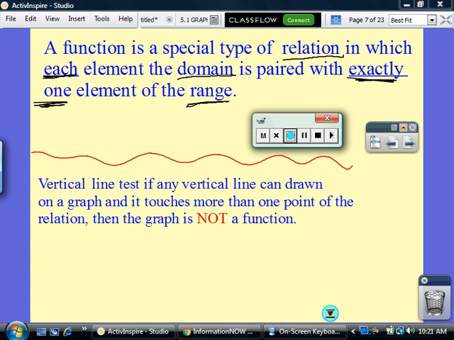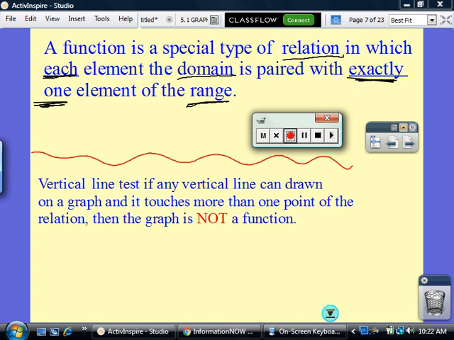A function is a special type of relation in which each element of the domain is paired with exactly one element of the range. Y'all did that. I quit. I stopped when I did.